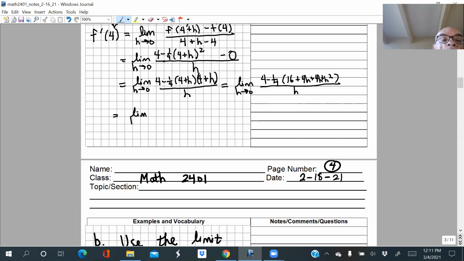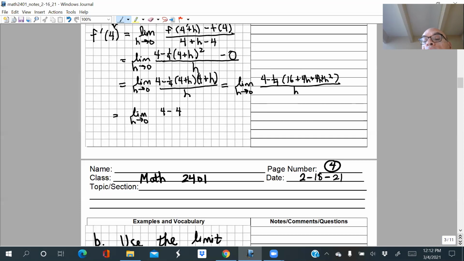So we have the limit as h approaches 0 of... Now let's go ahead and multiply the 1/4 through. Now we can multiply the 1/4 here. And so I get 4 minus... 1/4 times 16 is 4, right? 1/4 times 16 is 4.